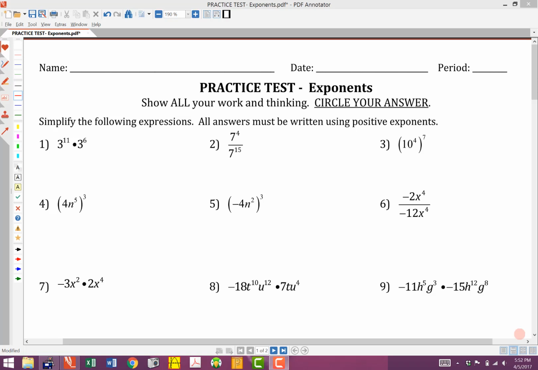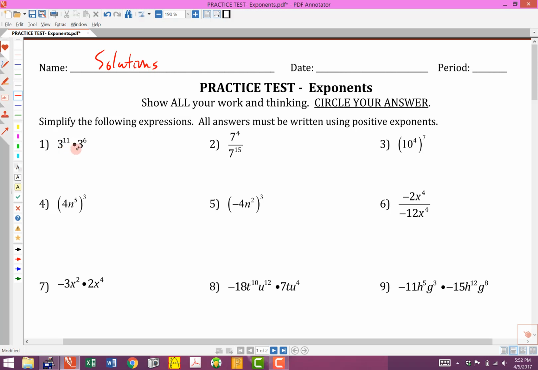Well, let's take a look at what we have here. We've got the practice test for exponents. So the first thing I'm going to do is write solutions on this. And I would encourage you to make sure that you've reviewed the rules for exponents that we've covered, and also have your calculator. There are going to be several problems here where a calculator is going to come in handy. Let's take a look at number 1.